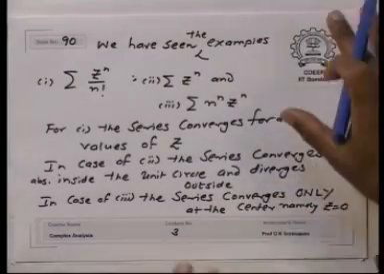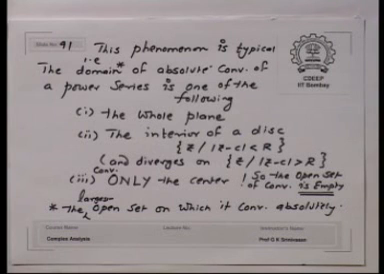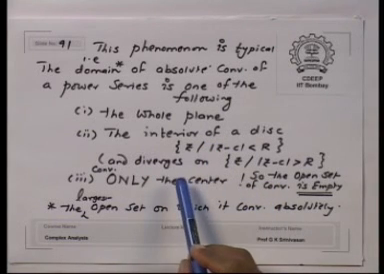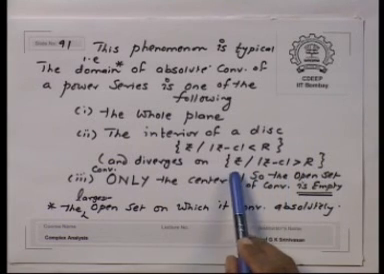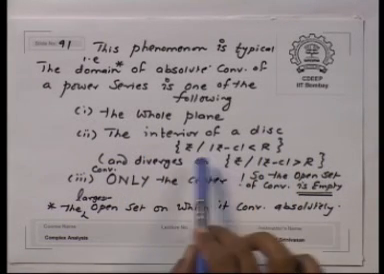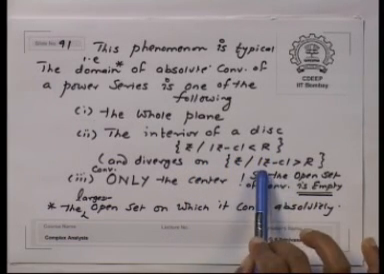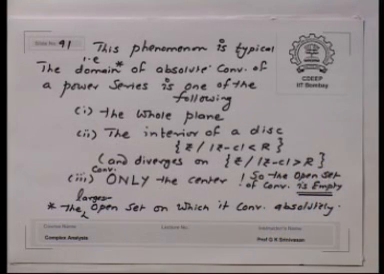This is a very typical situation with power series. In fact, given any power series, exactly one of the following is true: the series converges absolutely on the whole plane, or the series converges absolutely in the interior of a disk and diverges outside the closed disk, that is, it converges absolutely when mod z minus c is less than r, and it diverges when mod z minus c is strictly bigger than r.